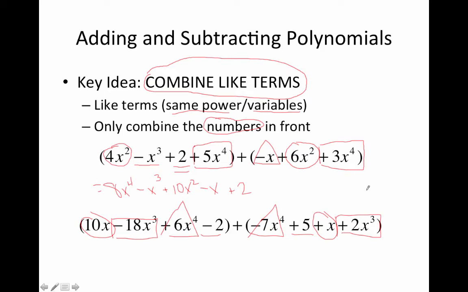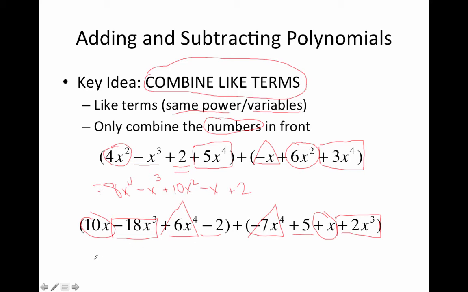So now we just combine the like shapes. So we'll start with the x to the fourths. I like to do this in descending power order of combining because that's just the standard way of writing polynomials. It's almost like proper grammar, but for math, you know, writing it this way.